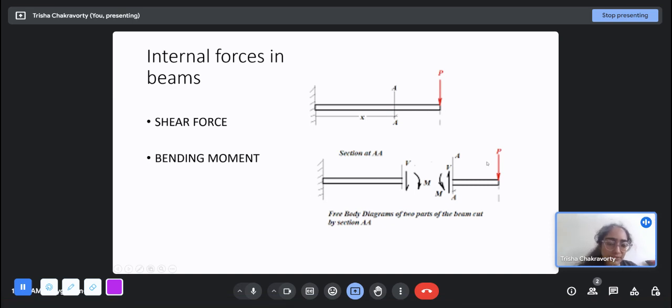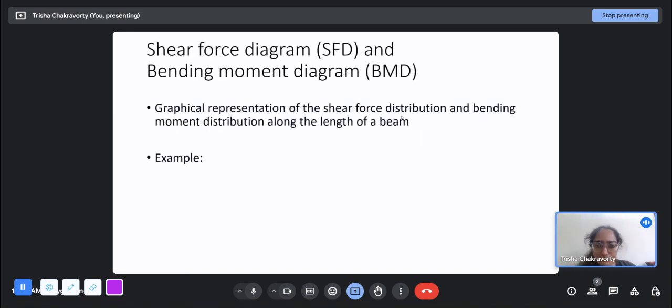In this case the shear force actually doesn't vary. You can see that any random section you take, the shear force will always be V equal to P. So here the shear force diagram will be a uniform line and the bending moment diagram will be a straight line, increasing from the free end to the fixed end.